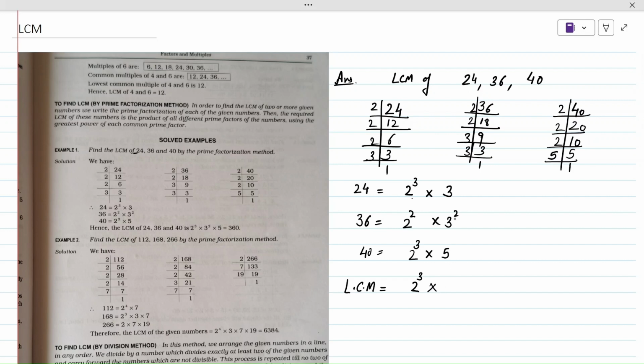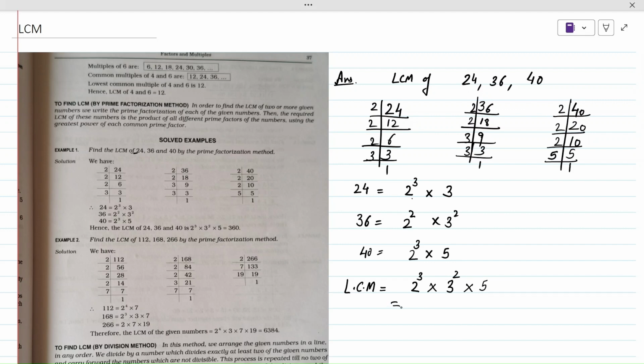Next common factor is 3. And what is the highest power of 3? It is 3 raised to the power 2. So I am taking 3 raised to the power 2. So these are the common factors. But in the case of LCM, we have to consider the non-common factors also. So the non-common factor is 5 here. I am taking 5 as is.